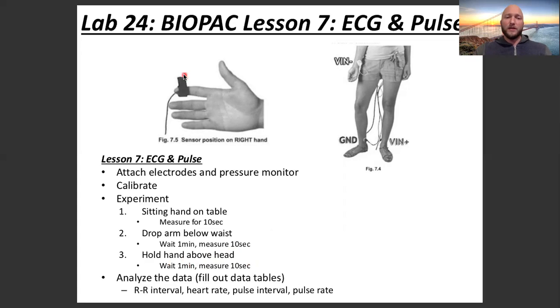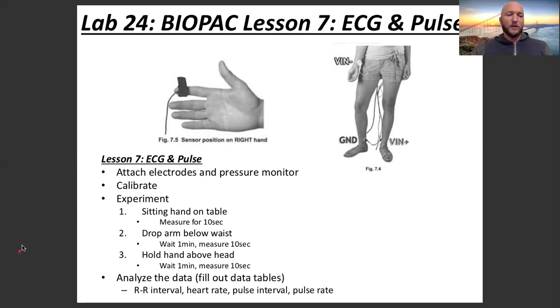How do you think the pressure that is felt, the pulse pressure, is going to change with hand position? Do you think it's going to change at all with hand position? How do you think the electrical characteristics of the heart are going to change with different hand positions? Is it going to change at all?